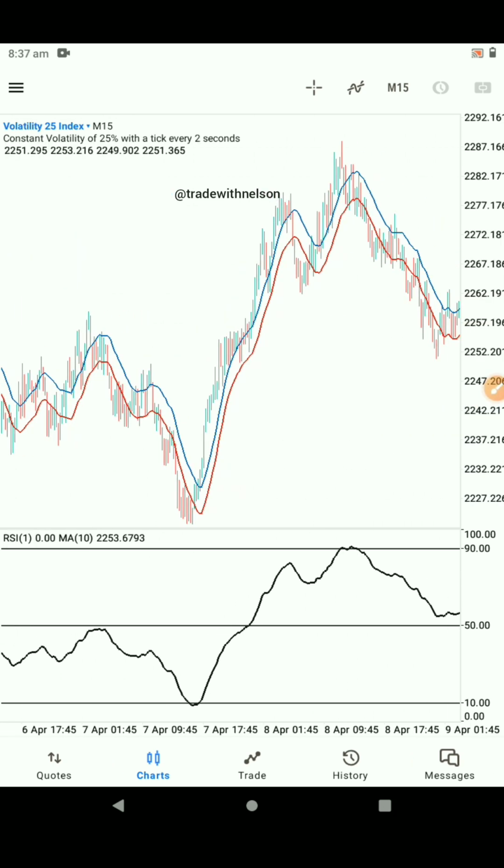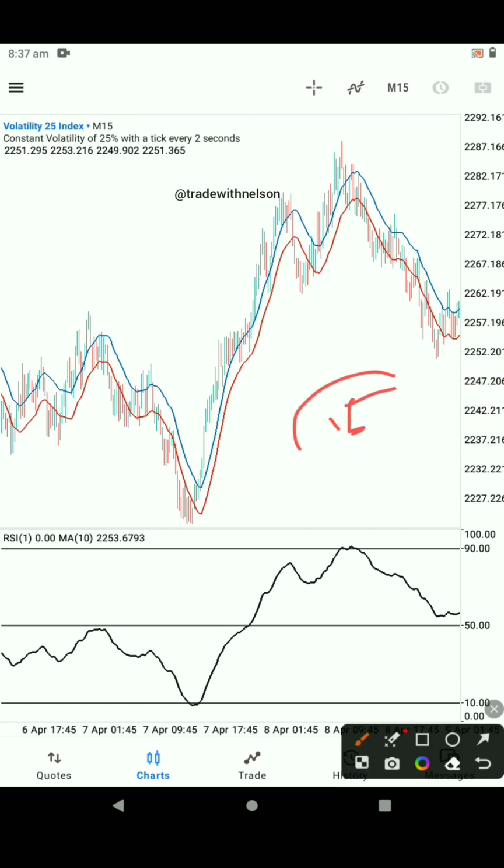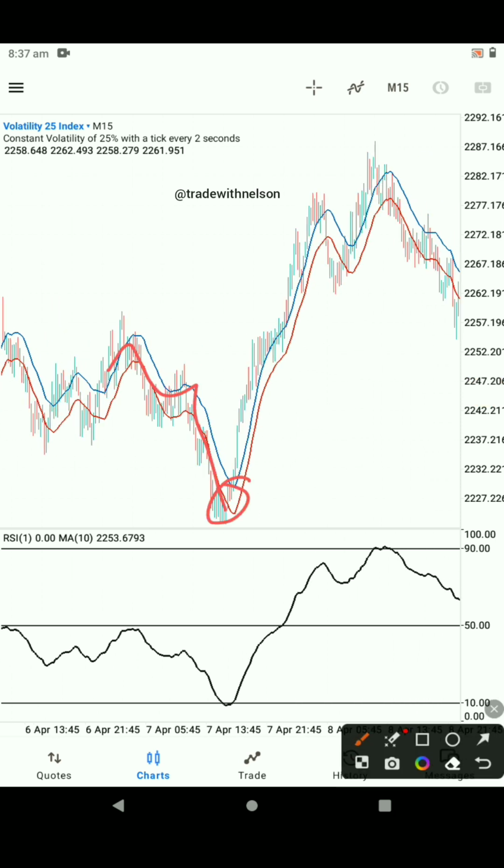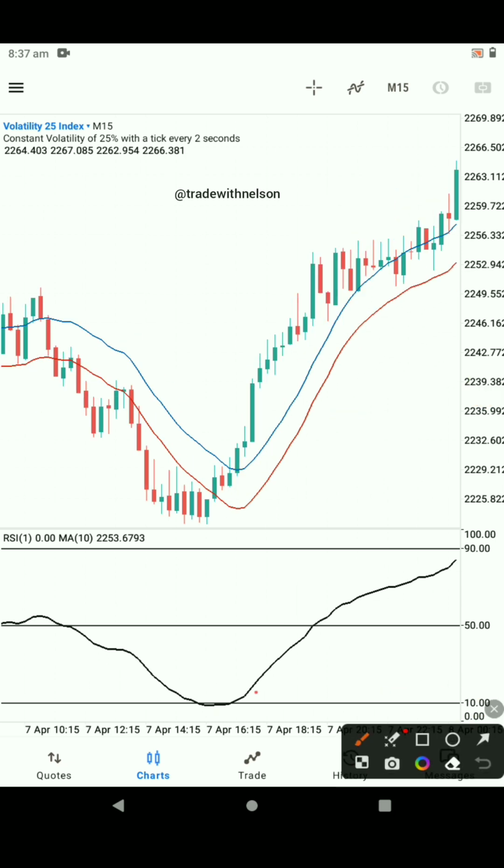So this is Volatility 25, 15 minutes time frame. It is the same thing over and over again. So you can see how the market goes to the downside, pushing the moving average into the 10 level. So this is a buy condition. So if I zoom in, 10 level, can you see clearly?